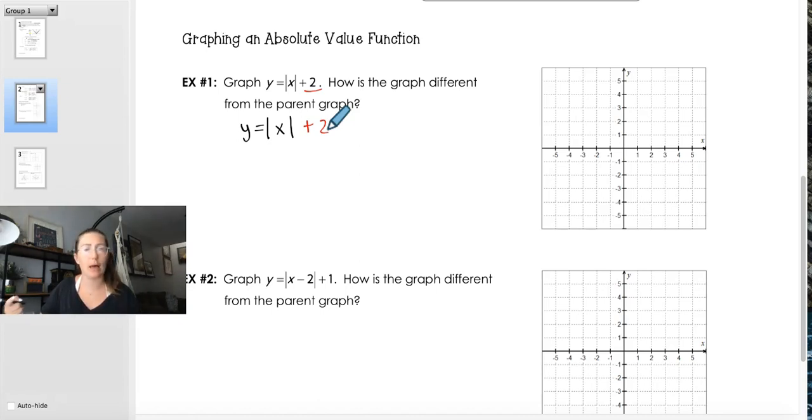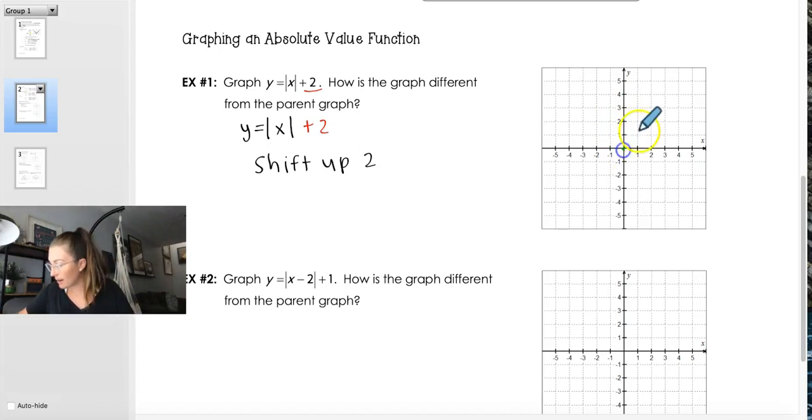Okay, hopefully you guys are already getting the hang of this. It's on the outside. Everything on the outside is vertical. Everything on the outside is the same as what I think. If it's being added or subtracted, it's a shift, right, left, up, down. Since this is vertical, this is an up or down, and since it's positive, this is an up. So this is going to shift up 2. So all my parent graph is going to do is just shift up 2. That's it. Super simple.